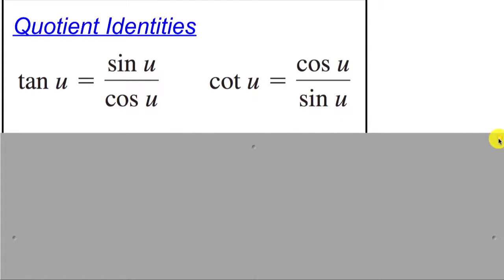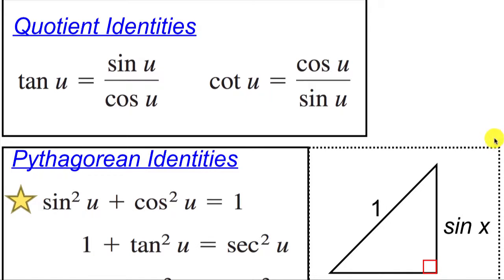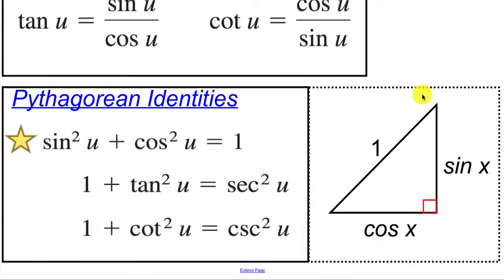And lastly, in class we reviewed the Pythagorean identities. So these are very important identities. The Pythagorean identities come from this right triangle shown to the right here. Using the Pythagorean theorem, sine squared plus cosine squared would equal 1 squared, or just 1.